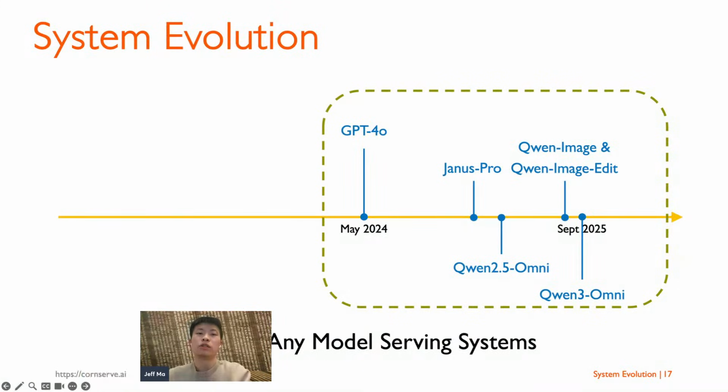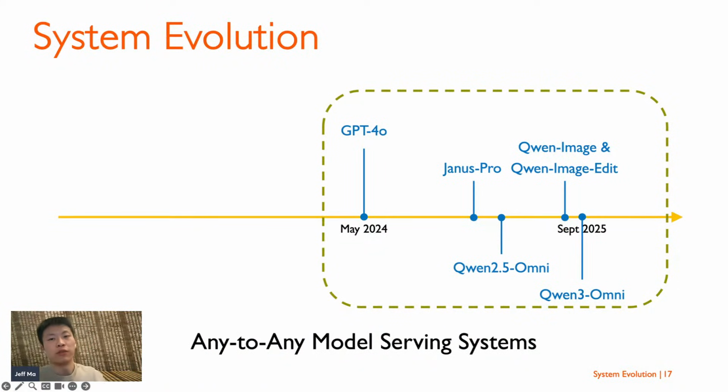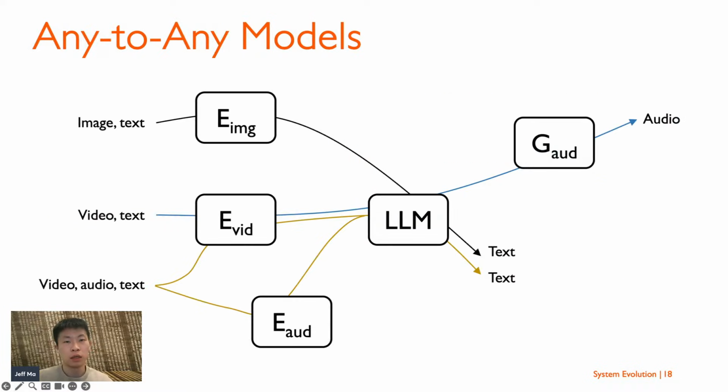So moving on to serving systems for these any-to-any models, such as Qwen 2.5 Omni. Recall that these any-to-any models are just a superset of MLLMs that has an additional generator component. But unfortunately, this additional component makes it hard to serve these models efficiently. First of all, as the model complexity grows, the difficulty of orchestrating all components within a single engine also grows. More critically, each component has different computation capabilities.